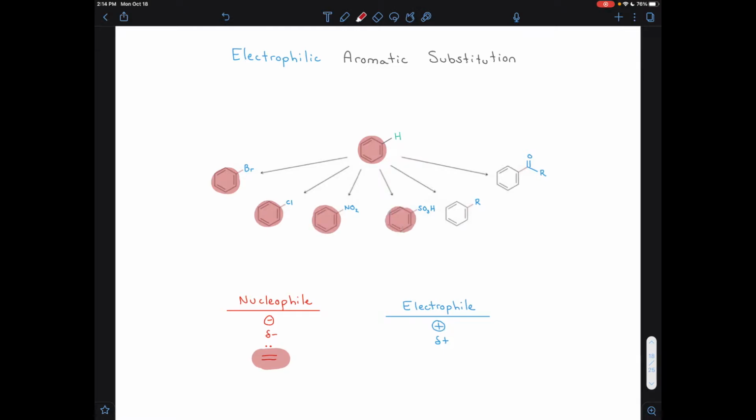those pi bonds as nucleophiles, and they've attacked different electrophiles. We had to create electrophiles with full positive charges in the different reactions at the beginning of this chapter. Those are the electrophiles that the benzene ring attacks. And when they attack, they replace a hydrogen that was on the benzene ring. So a hydrogen that was there gets removed by a base, and it's essentially just replaced by these different electrophiles.